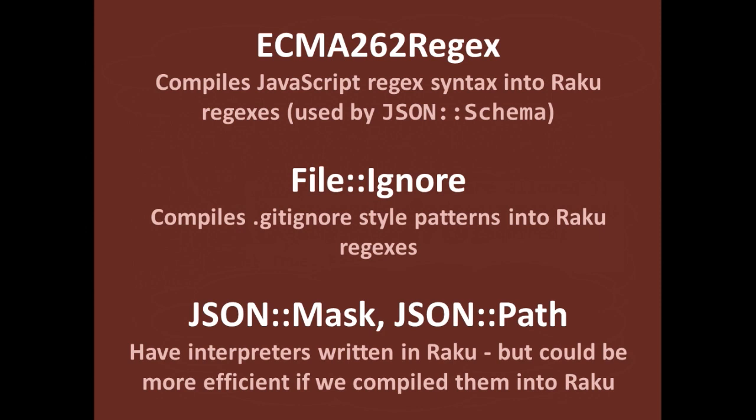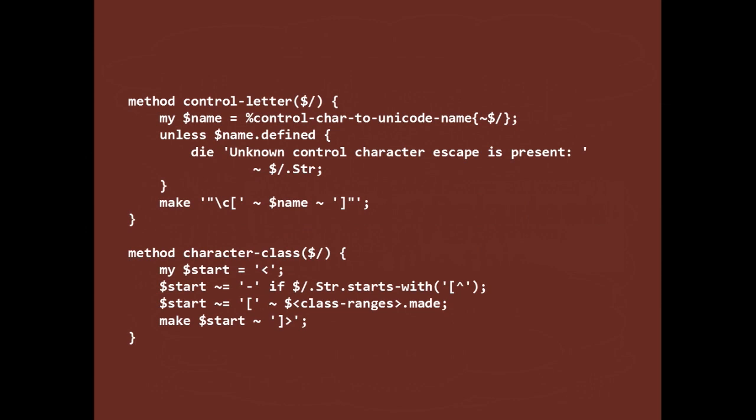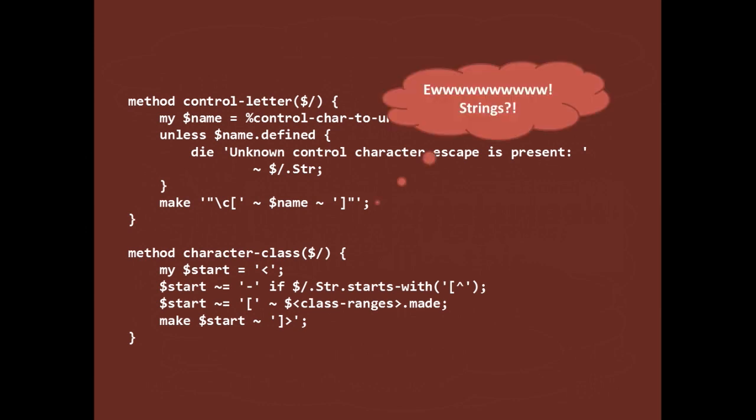Now, what does that look like today? Today, modules that want to compile into Raku code and pass it off to eval look like this. They're doing strings, building up various bits of program text, hopefully getting it about right, and eventually at the top we end up with a full program string that we pass off to eval. So, first of all, strings. I'm a compiler writer. I'm not very into strings. Strings are a very weak model of anything.